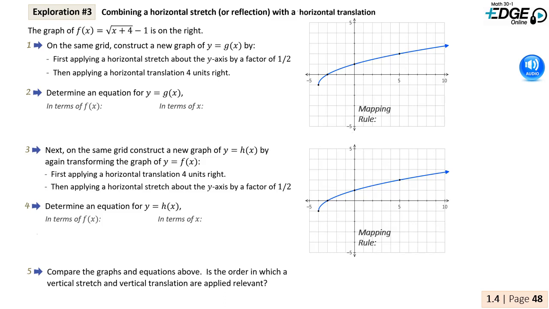Let's walk through another example with multiple transformations acting in the same direction. Here, we will have a radical function f of x equals the square root of (x plus 4) minus 1, affected by both a horizontal stretch, or a stretch about the y-axis, by a factor of 1/2, and a horizontal translation, moving the points 4 to the right.